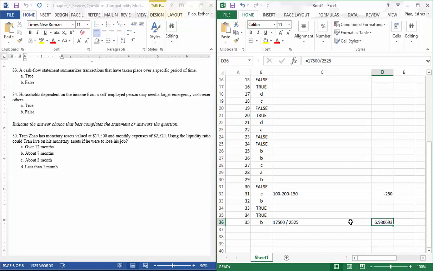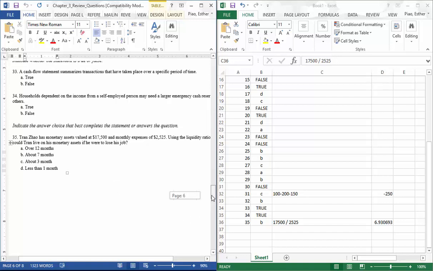So basically, if he lost his job, and because he's spending about 2,500 each month, if he exchanges all his monetary assets for cash, he would still be able to live for about 6.9 months. This is approximately 7 months. Therefore, we have answer B here. So this is everything from the review questions of chapter 3.